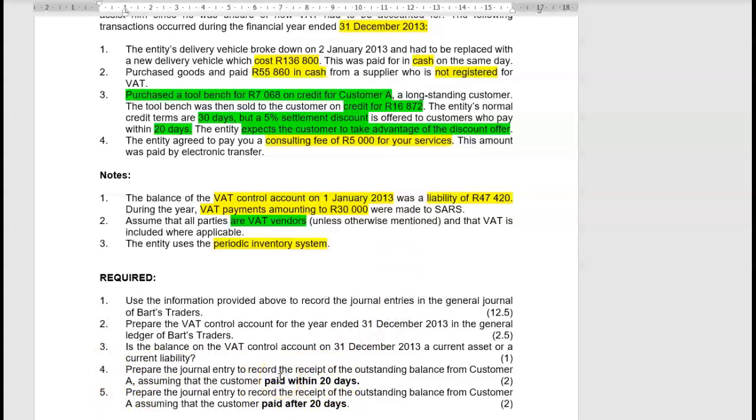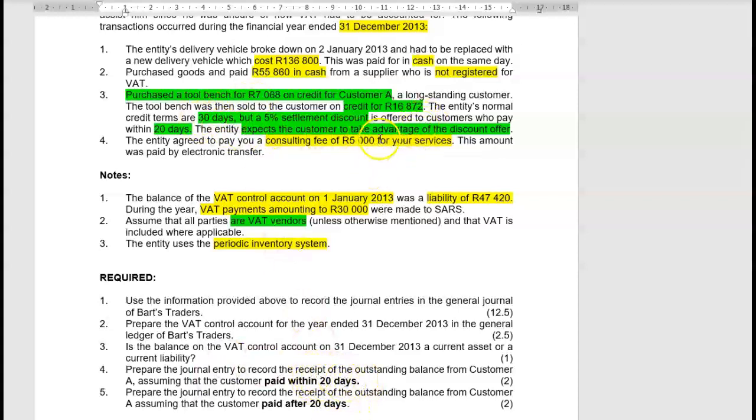Now when payment is received on an outstanding debtors balance, what is your first step? First step is determine the amount that you're going to receive. How? Determine if I receive payment within the settlement period or outside the settlement period. Obviously, I'm going to receive the payment within the settlement period.